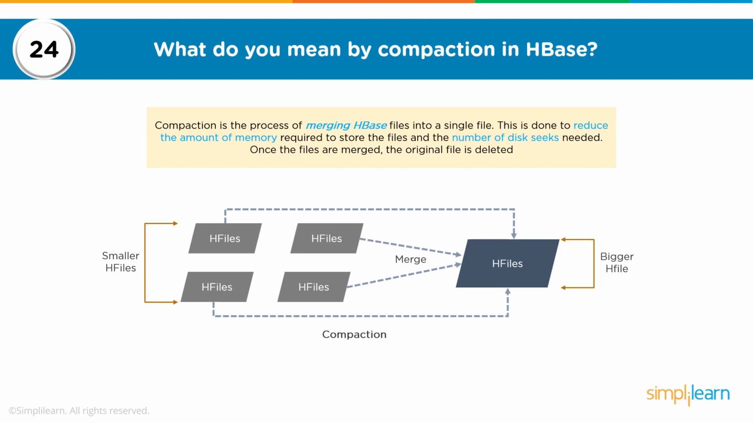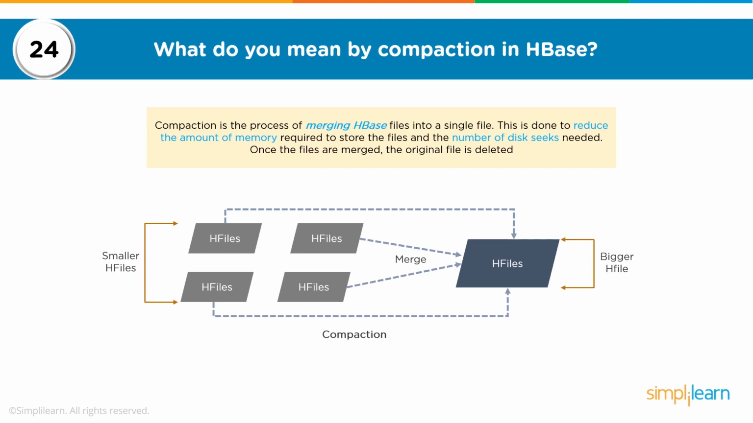So we also know that HDFS is good when we talk about a small number of larger files in comparison to a large number of smaller files, due to the limitation of the NameNode's memory. Compaction is the process of merging HBase files, that is these smaller HFiles, into a single large file. This is done to reduce the amount of memory required to store the files and the number of disk seeks needed.